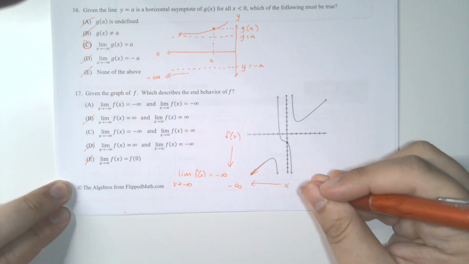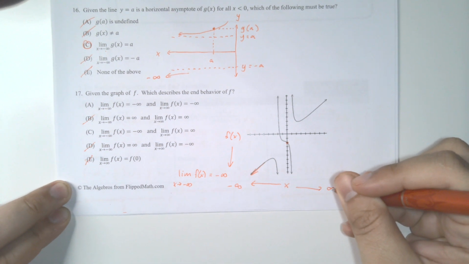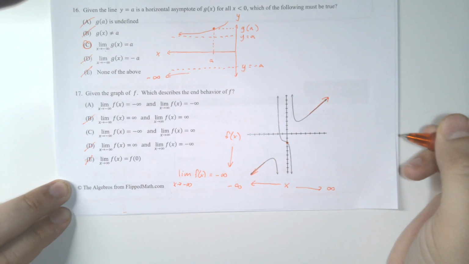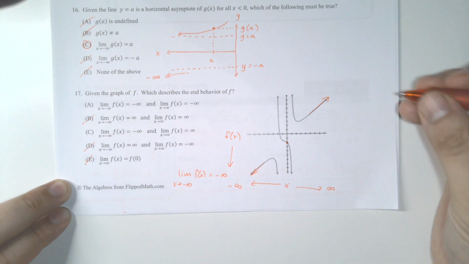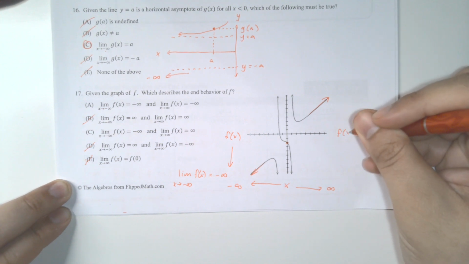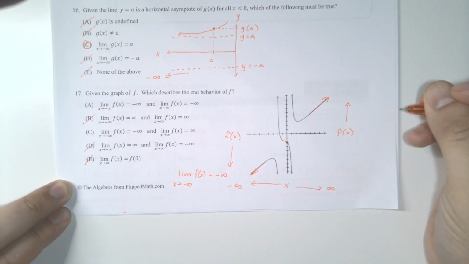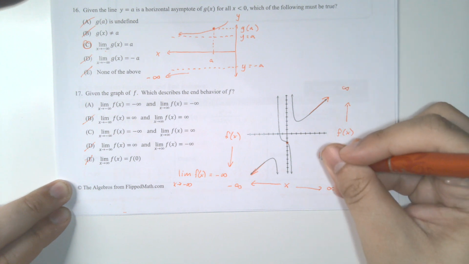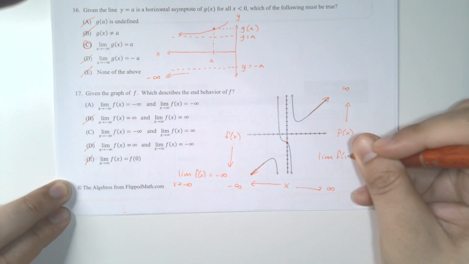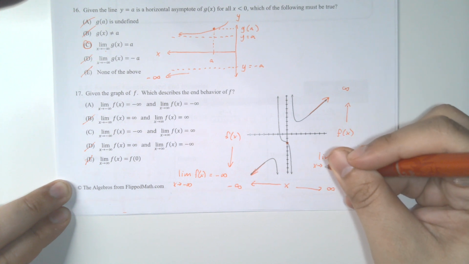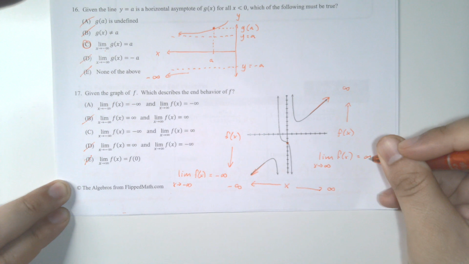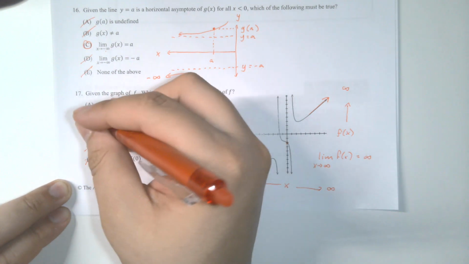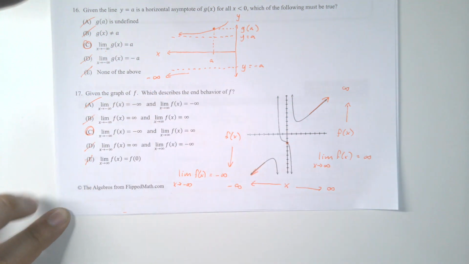So now we just have to evaluate, well, what's happening as x goes towards positive infinity? Well, as x goes towards positive infinity, notice that it just keeps going up and up and up. It doesn't stop. So f of x, on the other hand, over here, just keeps going up towards positive infinity as well. And so we also have the limit of f of x as x goes towards positive infinity is equal to positive infinity. And so that eliminates answer choice A, which leaves us with answer choice C.